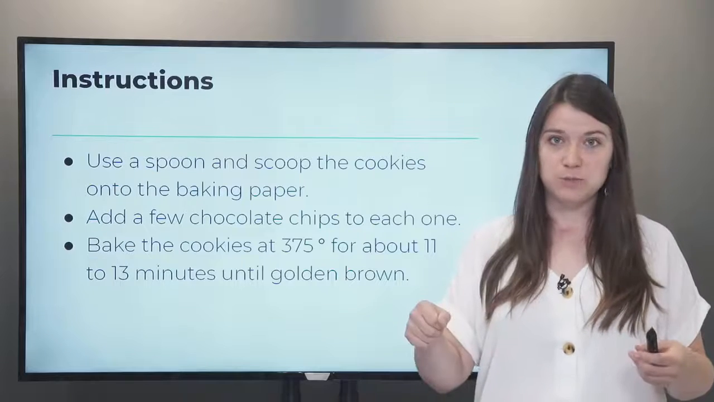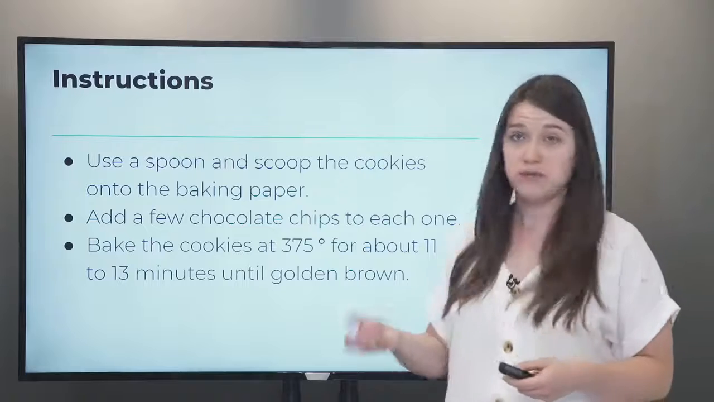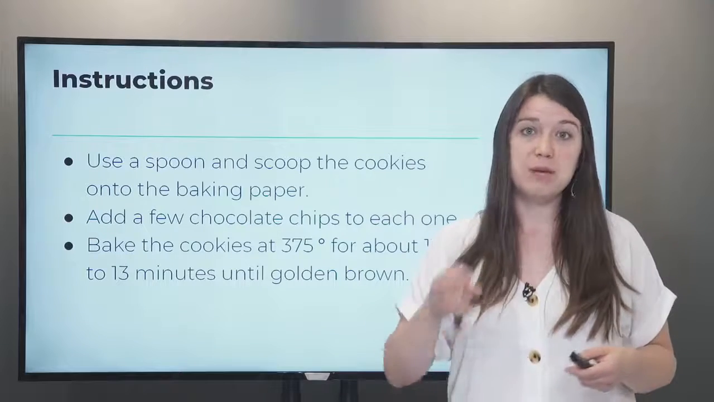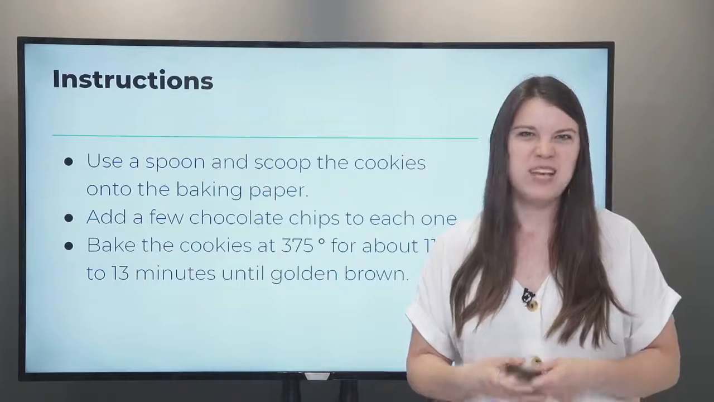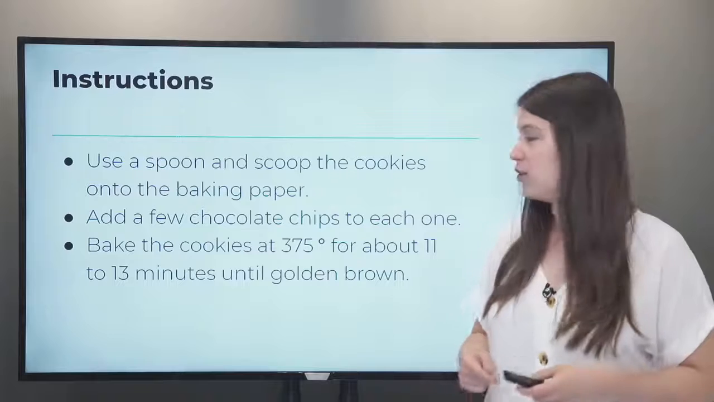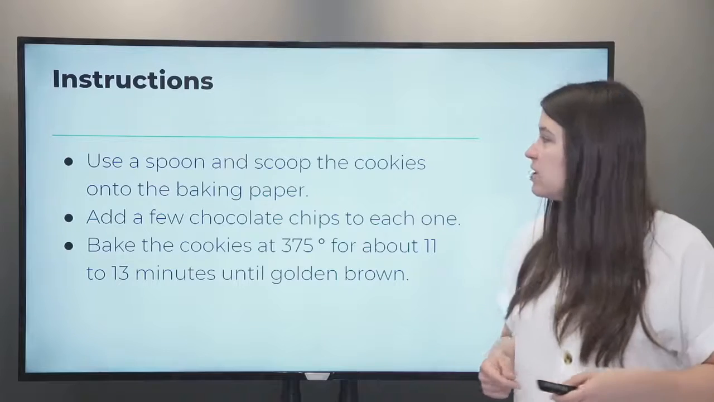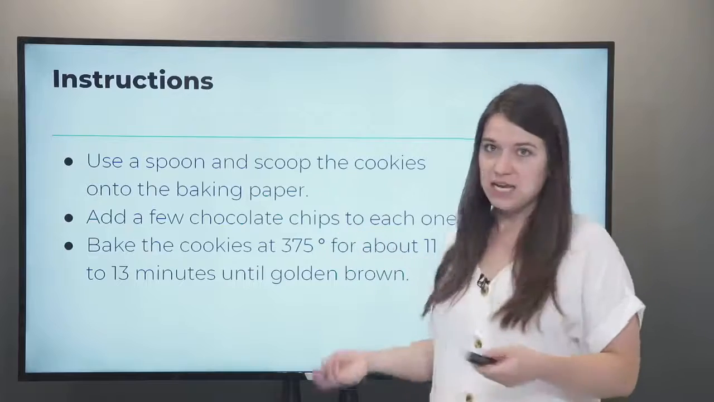So you want to take a spoon and just have a round size, the size of your spoon more or less, and you're going to put them individually onto the baking paper. So this will probably make around 10 or 12 cookies, depending on how big your baking sheet is. Okay, so once you've done that, you're going to add a few chocolate chips to each one.